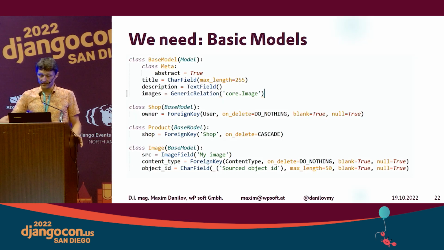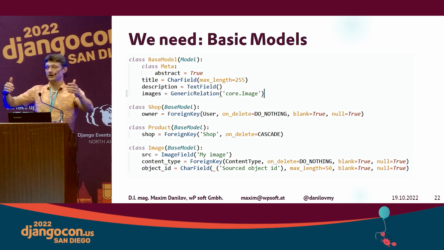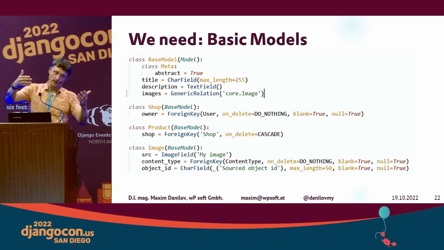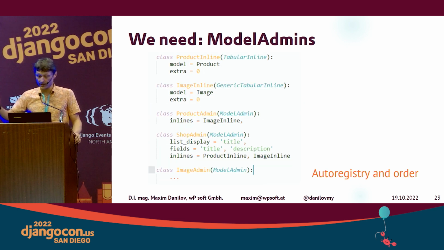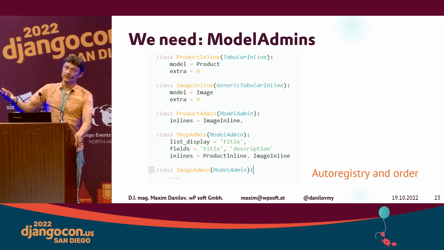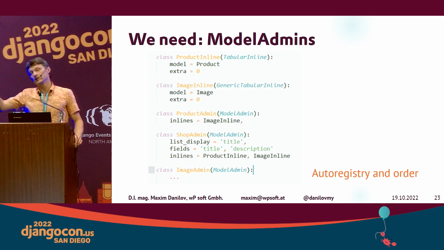What do we need? We need basic models. I create 3 models: shop, product, and image. Every product can be in a shop, every product can have an image, and a shop can also have an image. And we need 3 model admins: shop admin, product admin, image admin, and I also create 2 inlines, image inline and product inline, to show in the shop admin form.